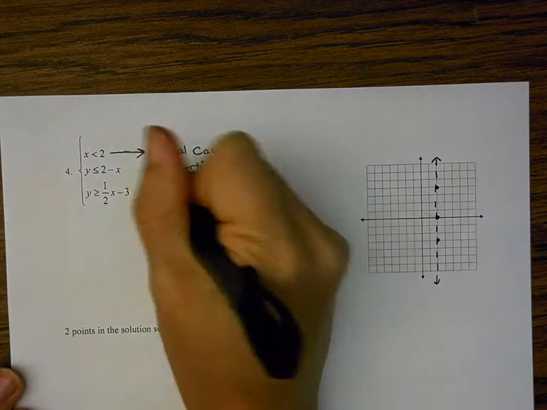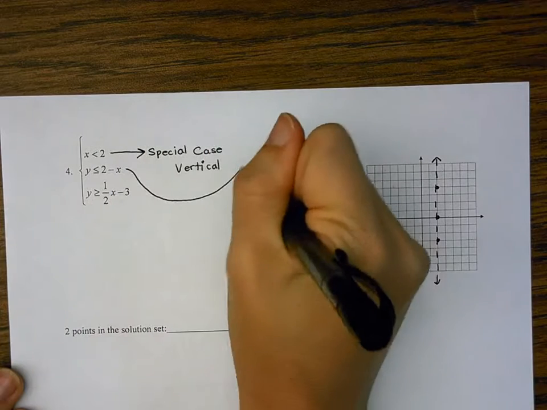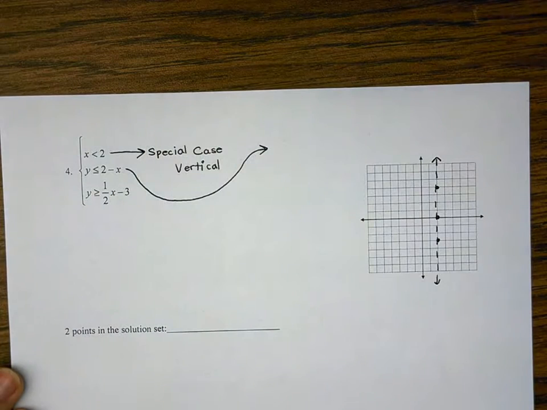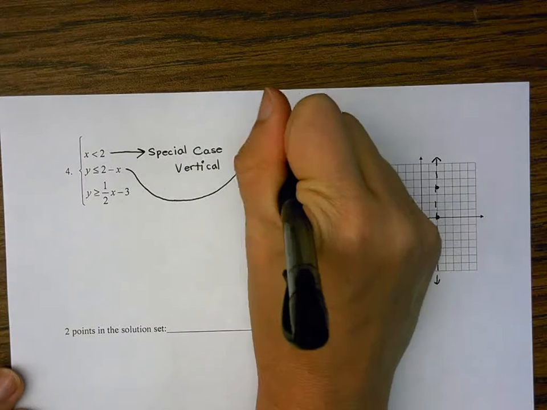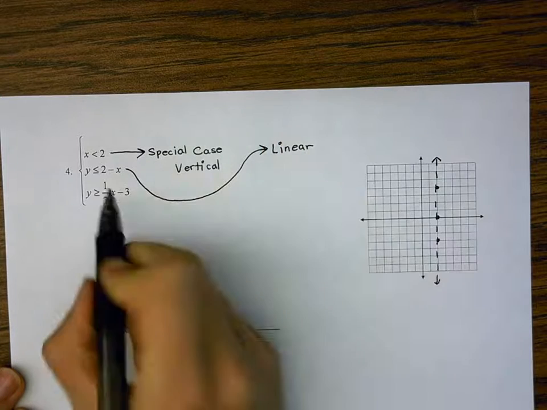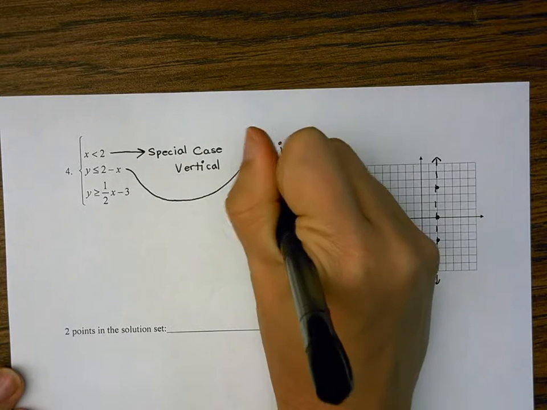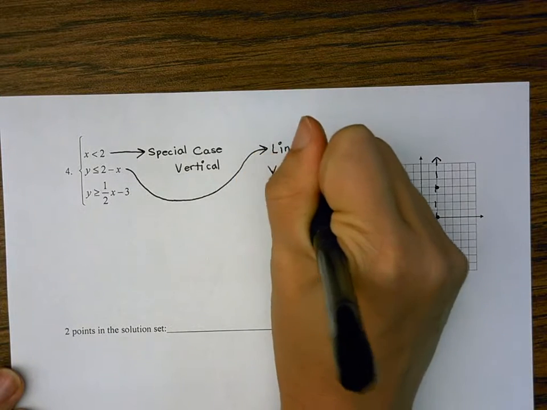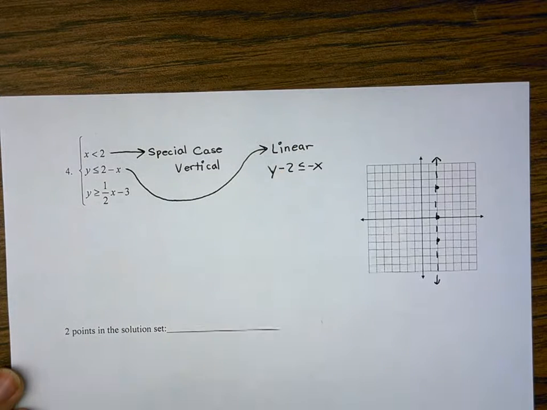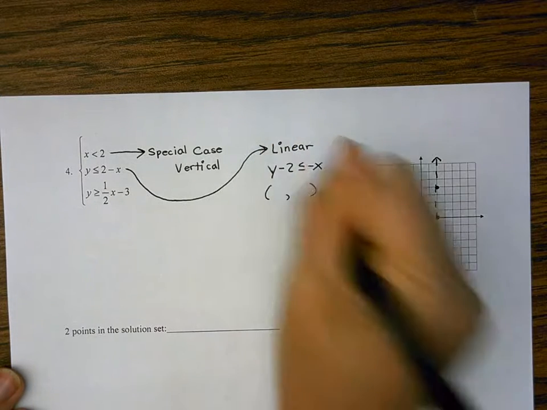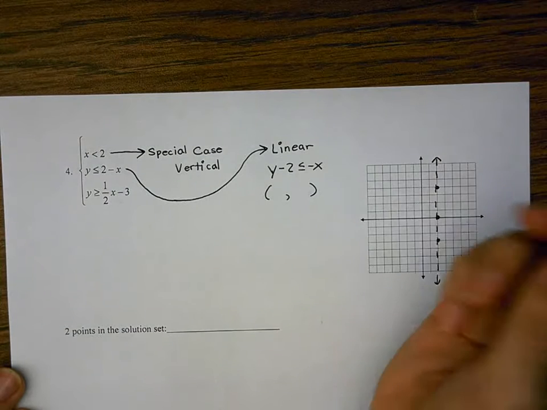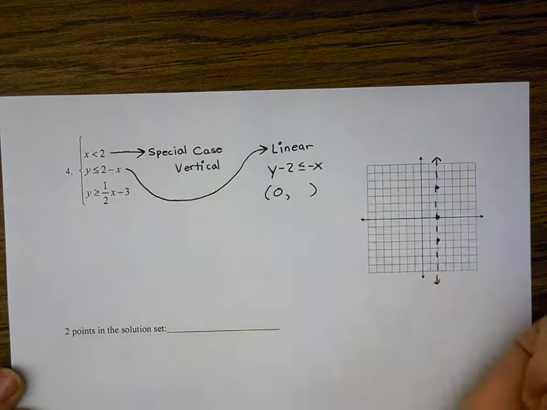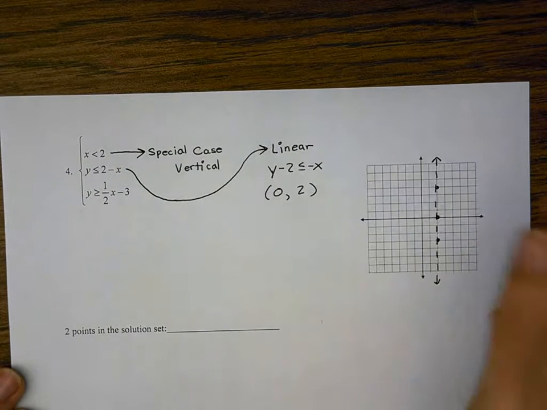Next up, what do we have here? Okay, that one's a linear. It's not in descriptive form yet, so let's go ahead and get it in descriptive form. Subtract this 2 over to the other side. Y minus 2 is less than or equal to negative x. Starting point. Okay, what zeroes out the x? 0. What zeroes out the y? 2. And so that's my starting point, 0, 2.